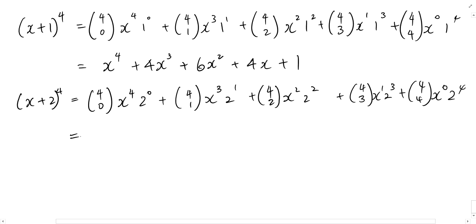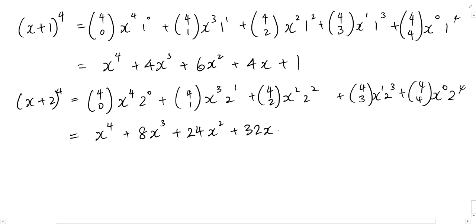Okay, come. 4 choose 0, how much is that? 1 times 1 times x power 4. Okay, I get x power 4 again. Next term, what is it? 8x cubed. Next. How much? 24x squared. Next. How much is it? This is 4 times 8, 32.